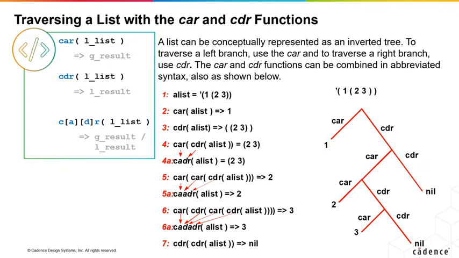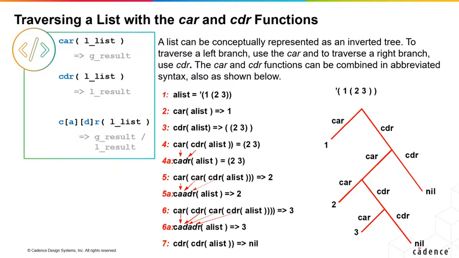So in the next step here, we're going to look at how we extract the number 2. You can see, first of all, we'll take the cdr of alist, and then the car of that, and finally the car of that. And so if you look at the tree, you'll see the first cdr gets us the list 2, 3 within the outer list. The second car gets us just the list, and then finally the last car gets us the actual number 2. And you see in 5a the actual abbreviation of that, which is caadr of alist.